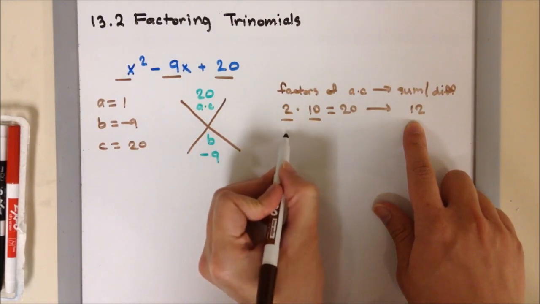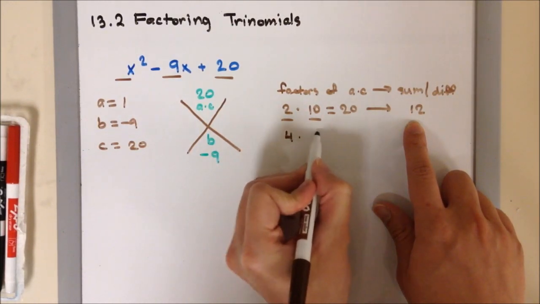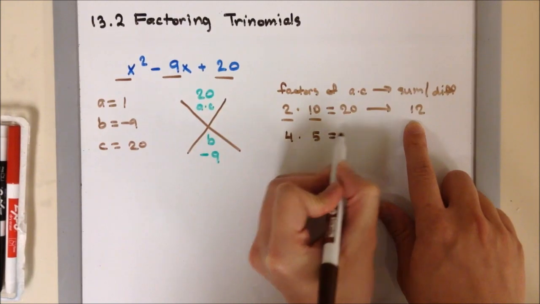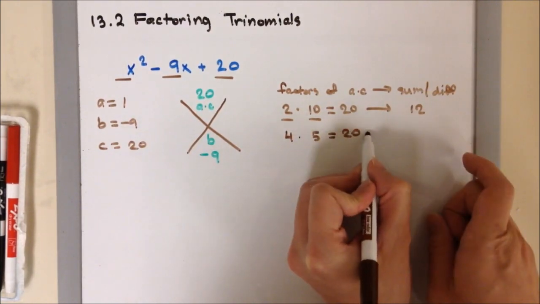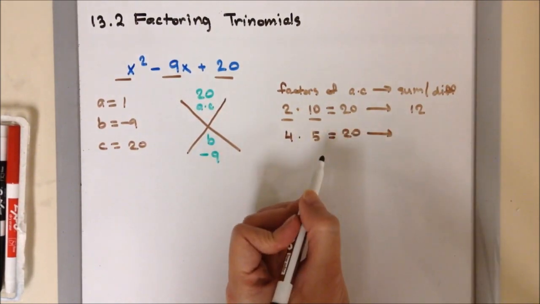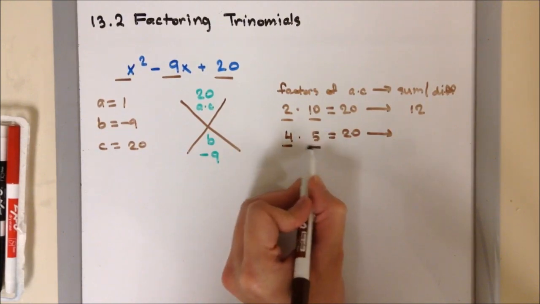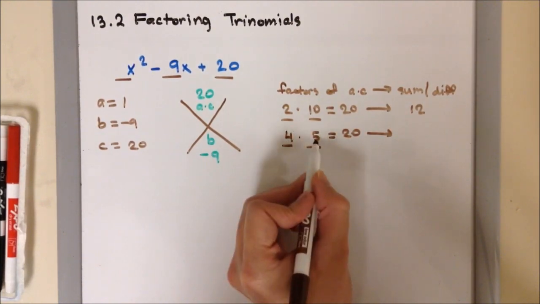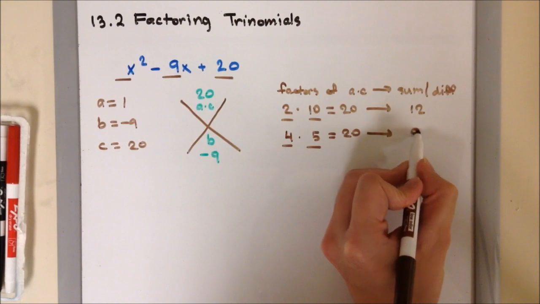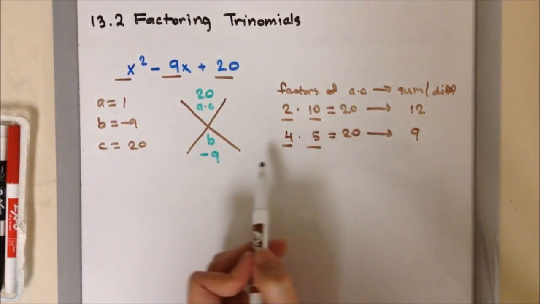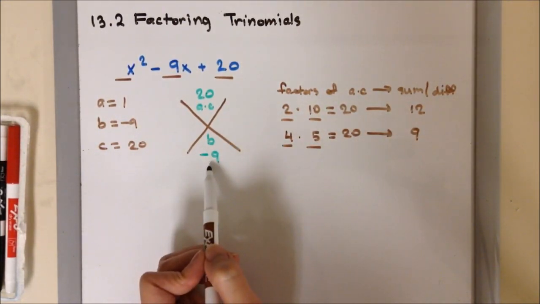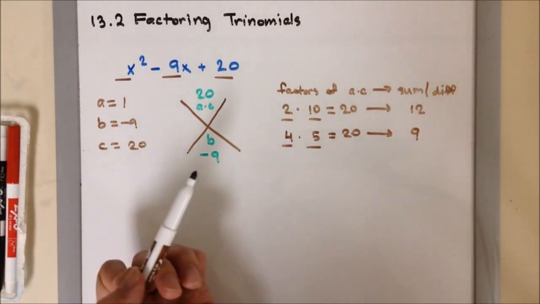And then the next, they would probably use 4 times 5, which will multiply into 20. So we do the sum and difference between 4 and 5. Positive 4 with a positive 5 will be a positive 9. Not exactly matching with our B value, but close.